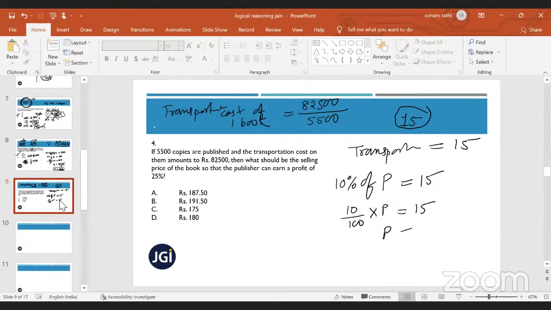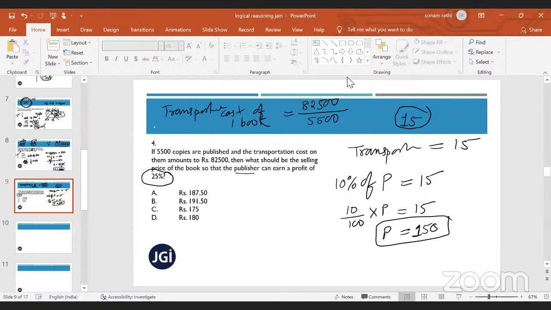So price is how much? 150, right? This is the price. Yes or no? Correct. 150 is the price. But this 150 is the cost price, right? And we want to make profit how much?